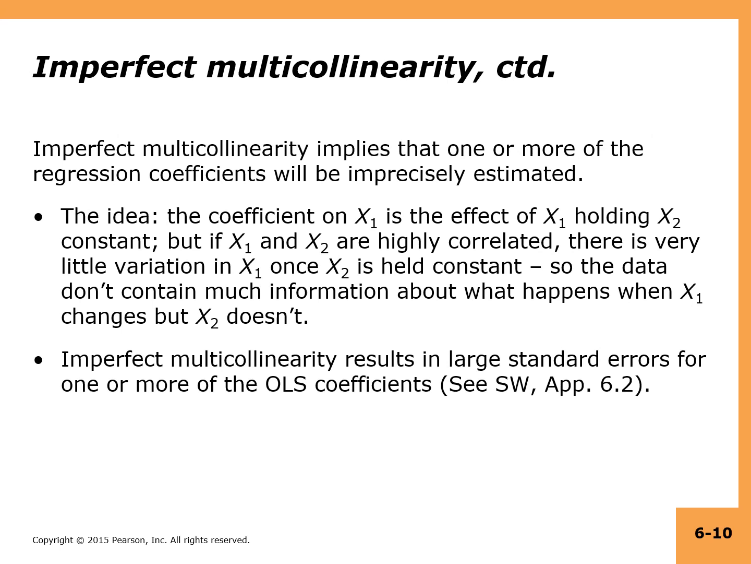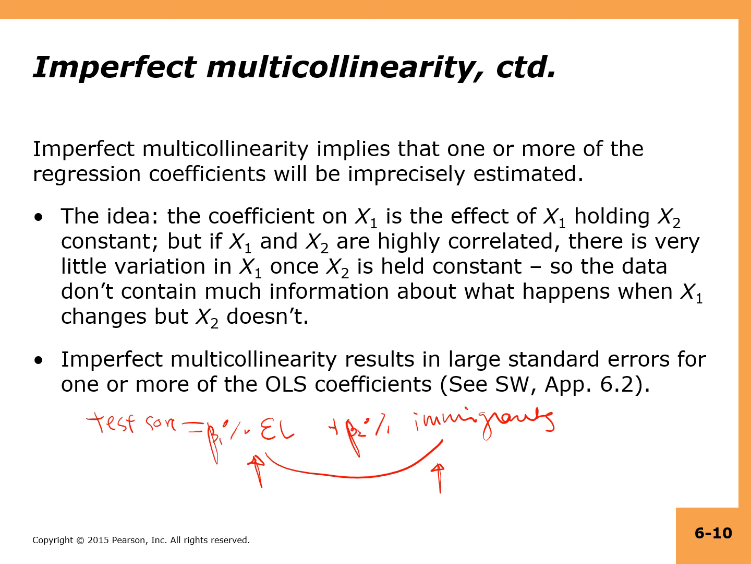One example of imperfect multicollinearity is when you have the percentage of English learners and the percentage of immigrants in the model. You can see how these two variables are highly correlated. When the percentage of immigrants increases, the percentage of English learners would increase, but not one-to-one. When you run the regression of test score on these two variables, the interpretation of beta 1, as we said before, is how much test score changes when the percentage of English learners changes, holding the percentage of immigrants constant. But because these two variables are highly correlated, once you fix the percentage of immigrants, the percentage of English learners won't vary as much. So you don't have as much information about what happens to changes in percent English learners.